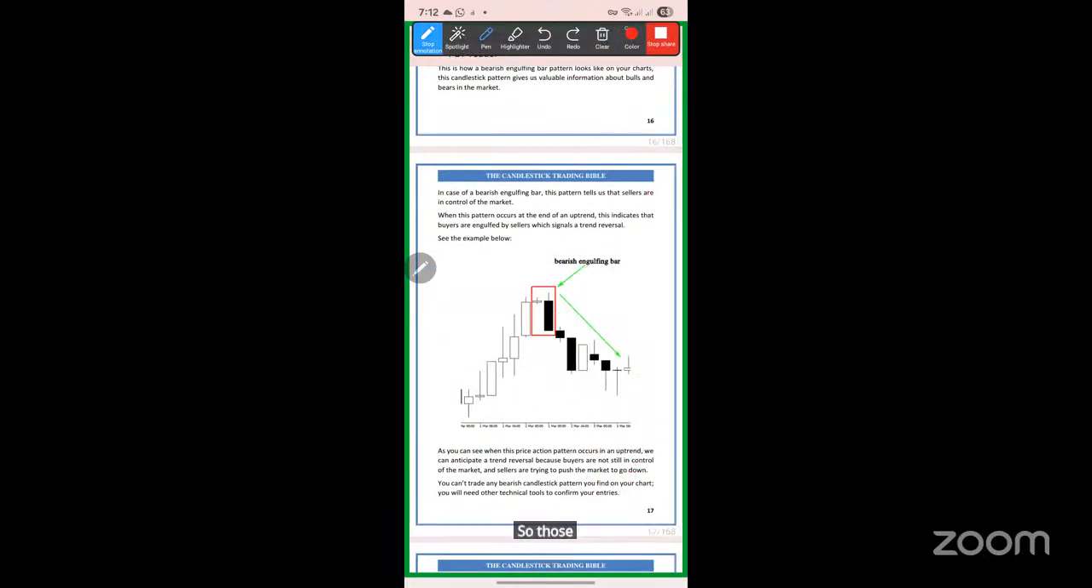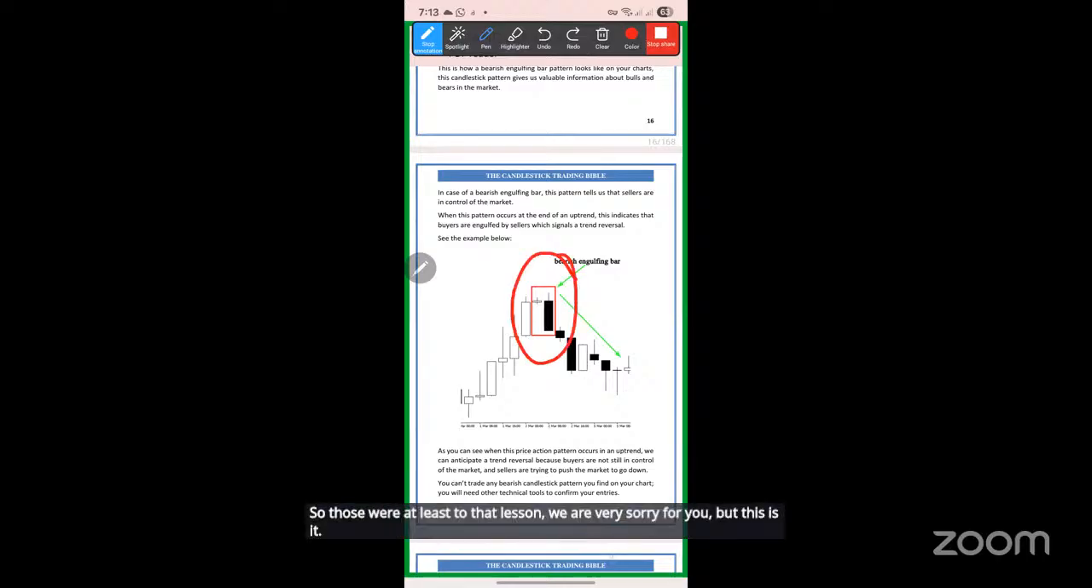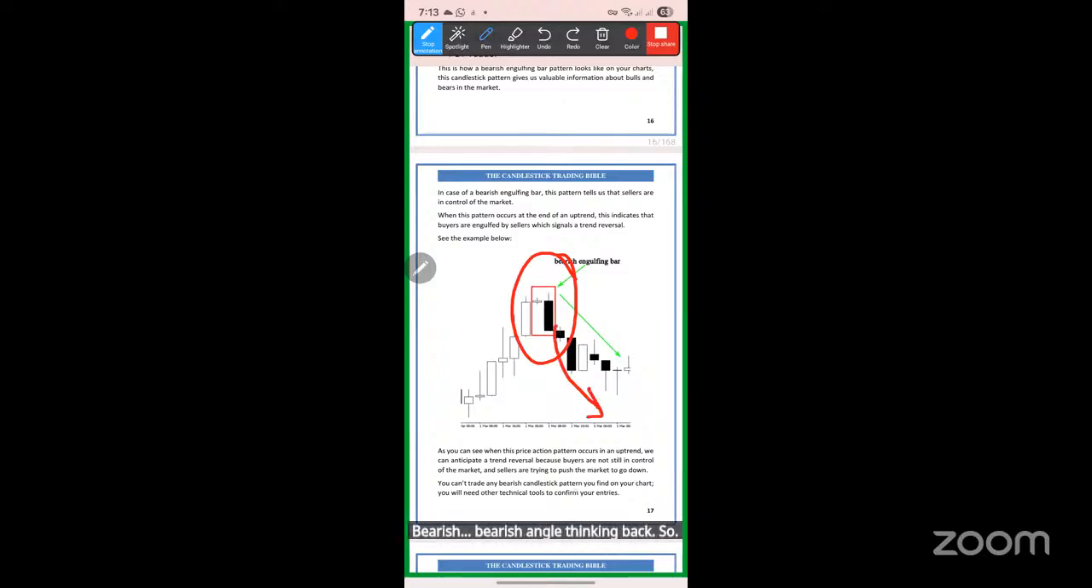So those people that missed that lesson, we are very sorry for you, but this is it. Bearish engulfing bar. So market is going downwards.